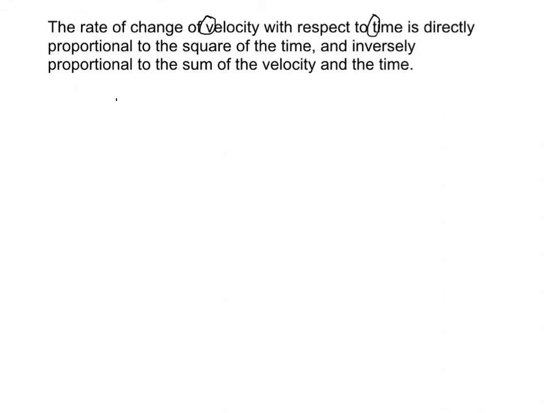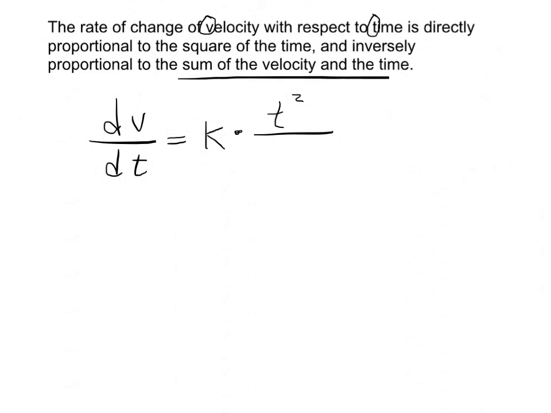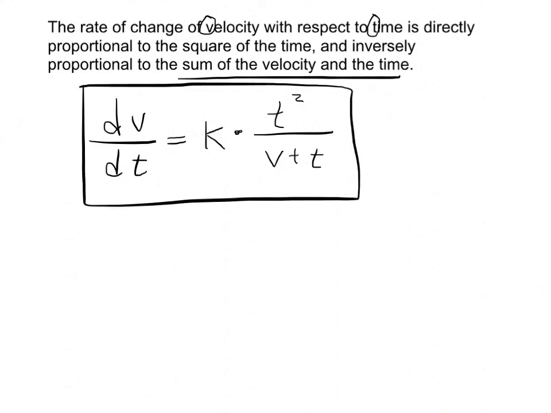Rate of change of velocity with respect to time, that means dv dt is equal to, and if you're watching this at home, we're almost at the end of the video, pause it, see if you can guess what the setup of this is going to be, and then check it. So both of these things require k times, right? Directly proportional to just means that thing is going to be on top, so the square of time, you'll have t squared here, and inversely proportional means that'll be on the bottom, proportional to the sum of the velocity and the time, so that means v plus t. And there you go. There's your differential equation.